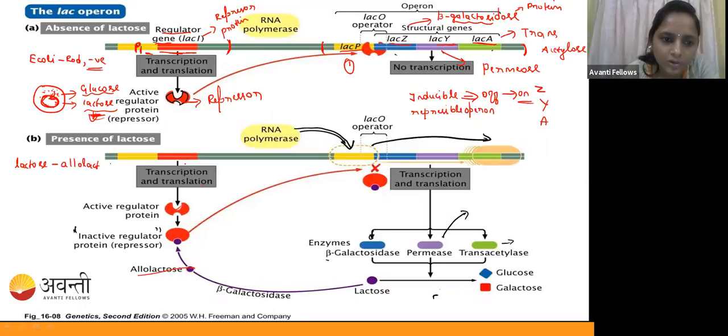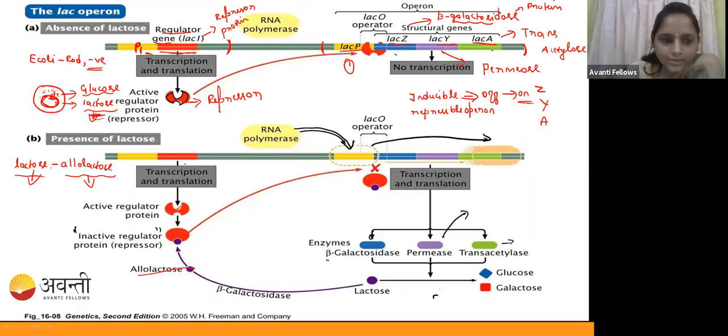Guys, if in the exam they ask which is the inducer of the lac operon, which is going to start the lac operon genes, then if they give lactose as the only option, you can take lactose. Otherwise, if allolactose is also in the options, you have to tick allolactose. Mainly, allolactose is going to induce the transcription of the lac operon.